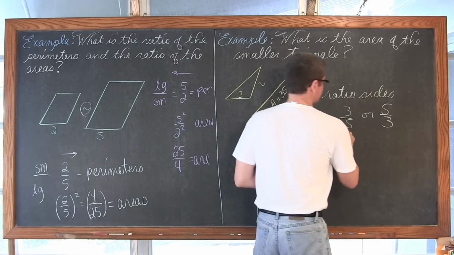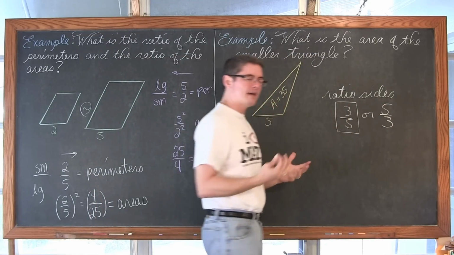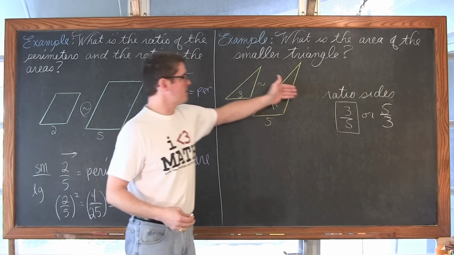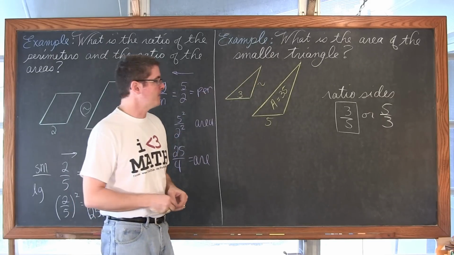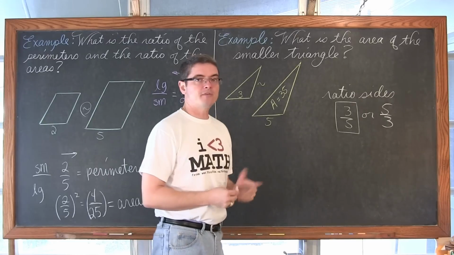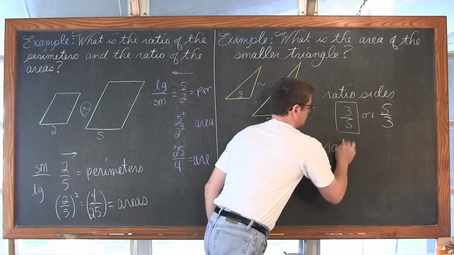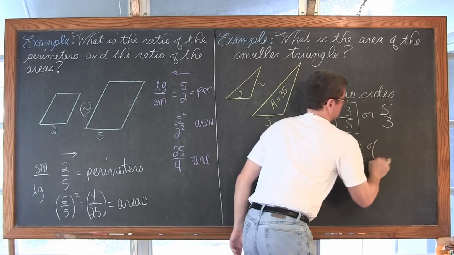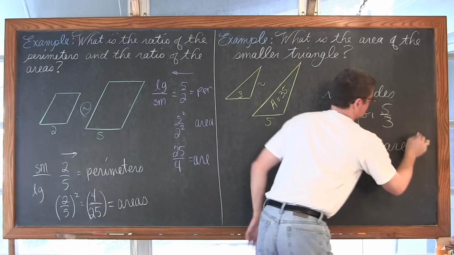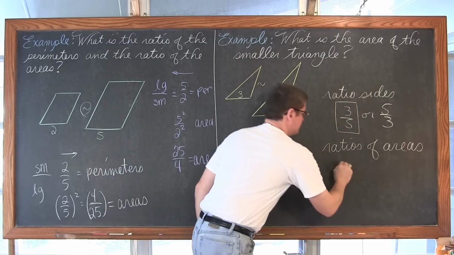That means, so this is going to be more convenient. They're both right, but this will be more convenient to convert 35 into a smaller area. So if the ratio of my sides is 3/5, then the ratio of my areas is going to be 3/5 squared.